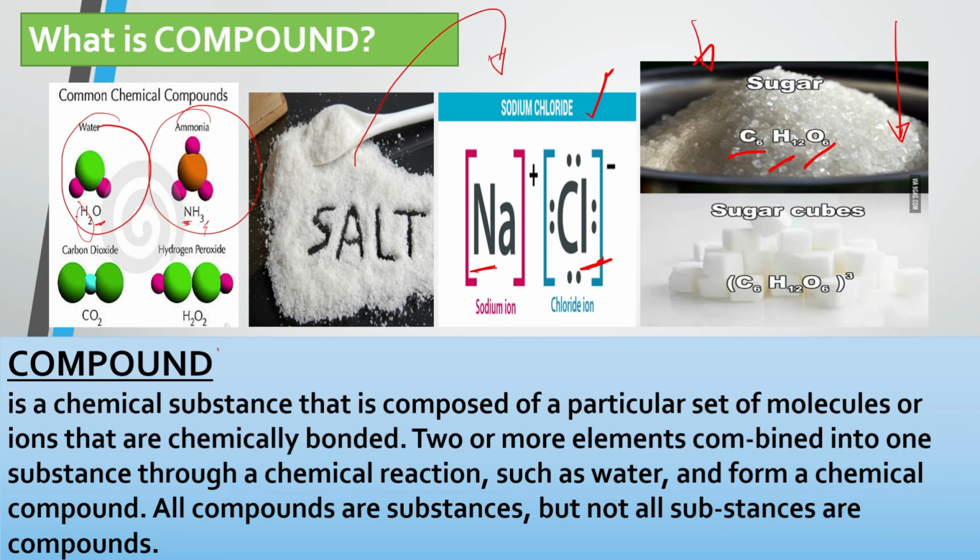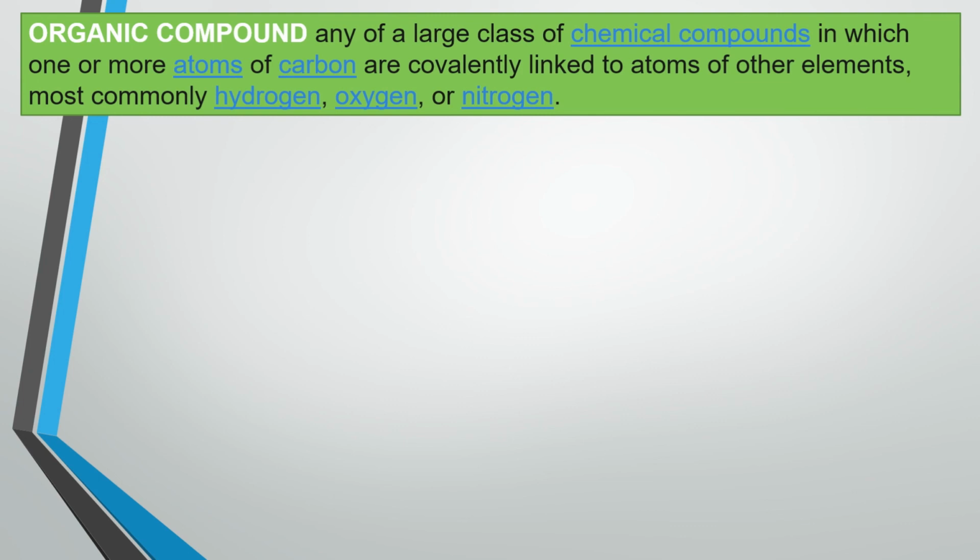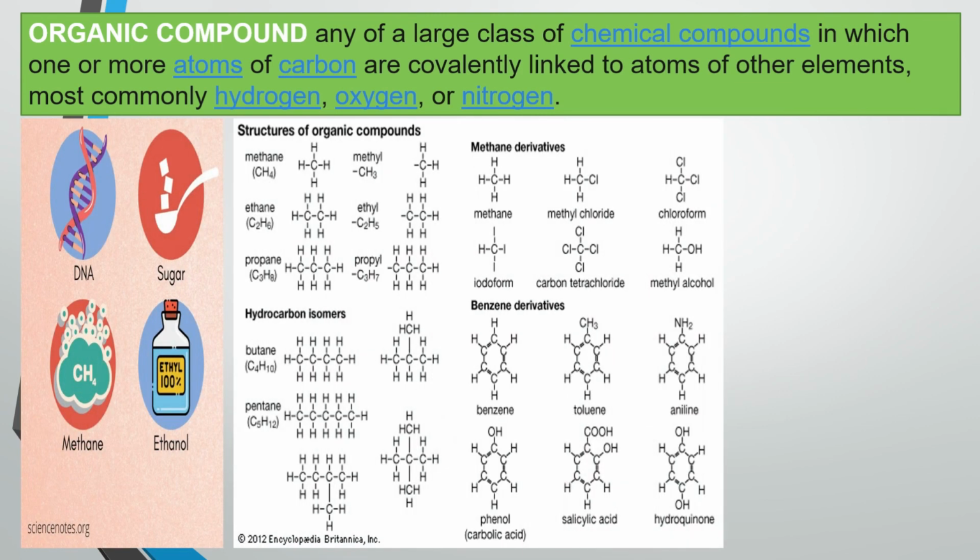So, nag-join sila. They have different elements, but they are combining to each other in the form of chemical bonds. Okay, but we can see them as one. So, meron tayong tinatawag na organic compound. So, pag sinabi natin organic compound, any of a large class of chemical compound in which one or more atoms of carbon are covalently linked to atoms of the element, mostly hydrogen, oxygen, and nitrogen. So, when we talk about organic compound, they are a compound which have a carbon atom and being linked with hydrogen, oxygen, and nitrogen.